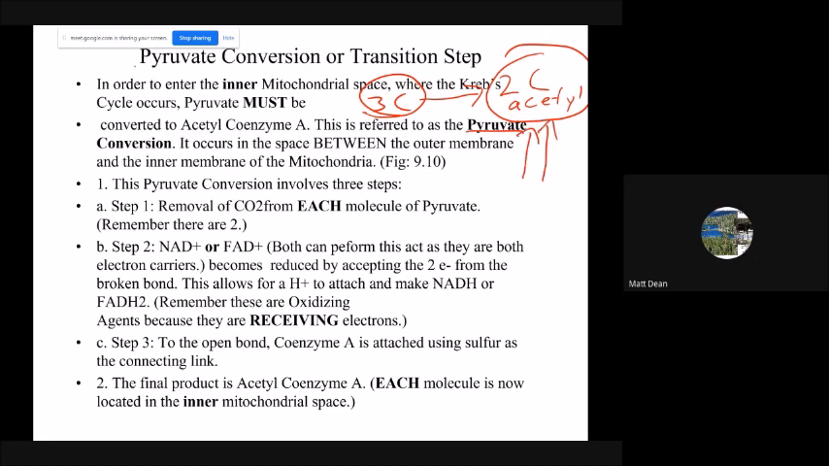That step is called the pyruvate conversion. Sometimes you'll hear it called the transition step. It happens in the mitochondria, typically in the matrix. The extra carbon is released as carbon dioxide, so it's going to release some CO2. It's also going to move some energy from the pyruvate into the electron carriers, NAD plus or FAD plus, to make either NADH or FADH2, stored forms of energy that was originally in the sugar molecule.